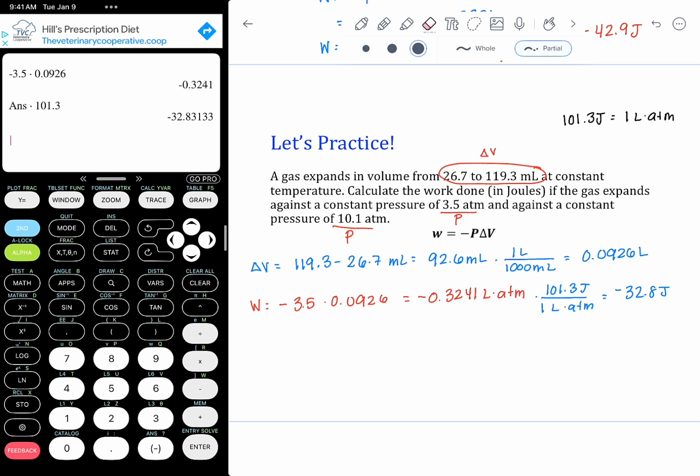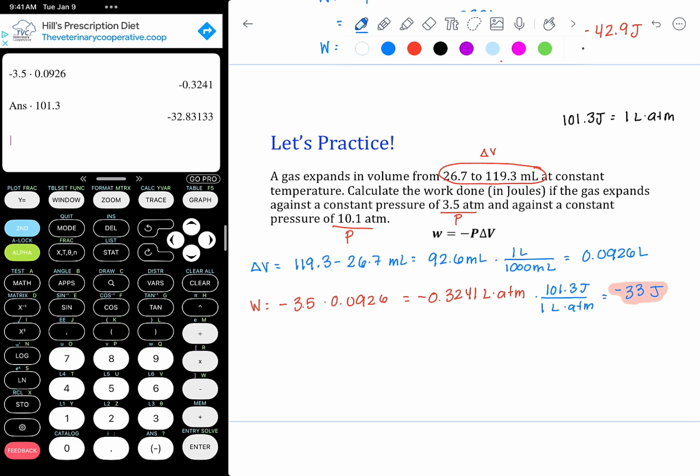Sorry, there are 2 sig figs in my pressure, so that changes things for the next one. So 33 joules. There we go, 2 sig figs there. That's our answer for our first pressure.